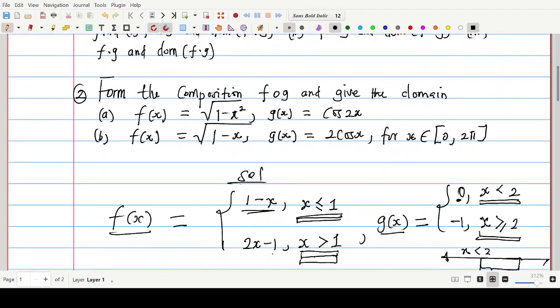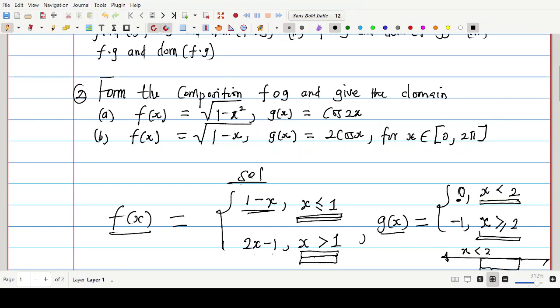The next part says form the composition f composed with g and give the domain. All right. Now, before you form a composition, what is a composition? A composition is a function that takes into operation the duty of two functions. I'm talking about this. Can you see that? We read it f circle g, or you say f is composed with g. Whichever you want to read it is the same thing.